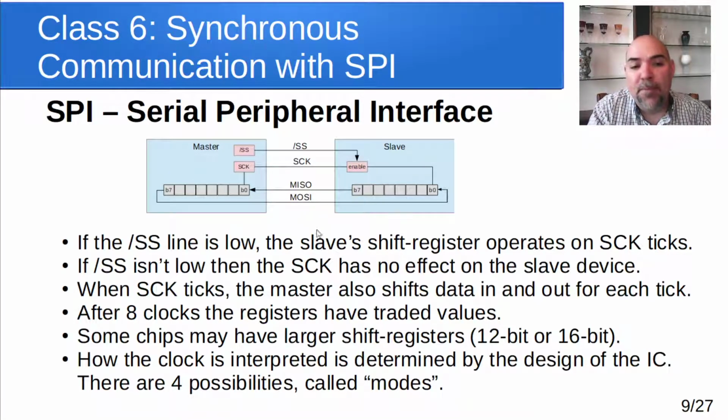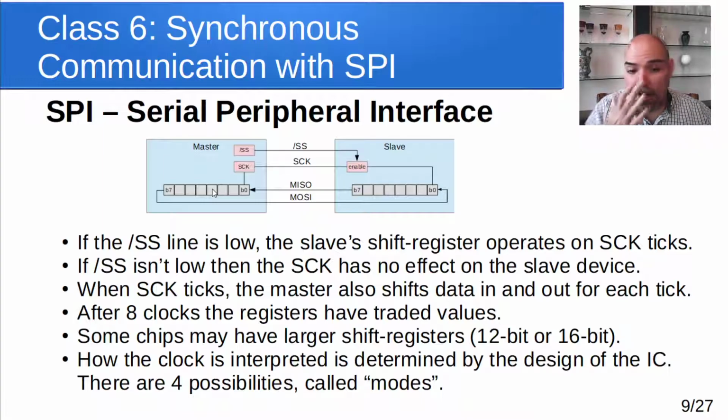In other words, the bit pattern that was in this register is now over here, and the bit pattern that was in this one is now over there. So every 8 clock ticks, they'll exchange the data from those 2 registers. And if we put a different value in the master register and then tick the clock 8 more times, its message will go to the slave, and whatever the slave had in its register will come back to the master.